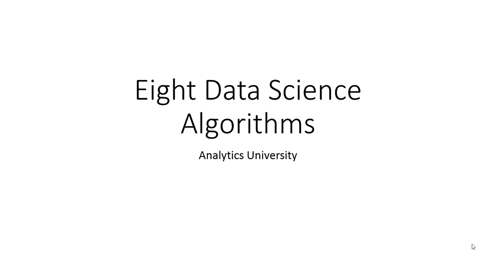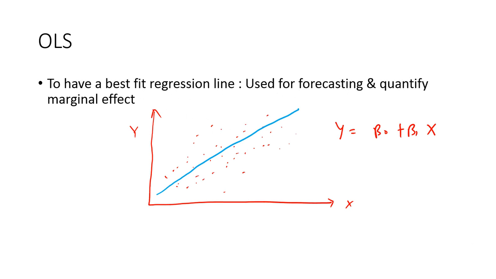Hi, in this video I'm going to talk about some of the popular data science algorithms that most data scientists use in their daily activities. The first one is the OLS, or what we call ordinary least squares regression, and in short we call it OLS, which stands for ordinary least squares.